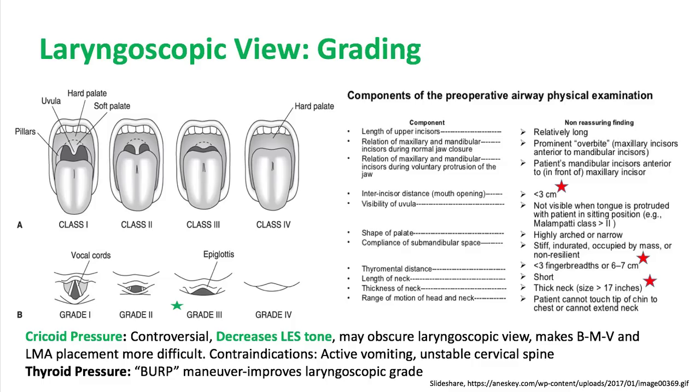Thyroid cartilage pressure we often do to improve our laryngoscopic grade. When we're doing DL and we can't see so well, it's a grade 3, we reach up and press on the thyroid cartilage and hope that it becomes a grade 2 and an easier intubation. A variation on this is called the BURP maneuver, backward, upward, rightward pressure, and it's pressure on the thyroid, not the cricoid cartilage, but the thyroid cartilage.